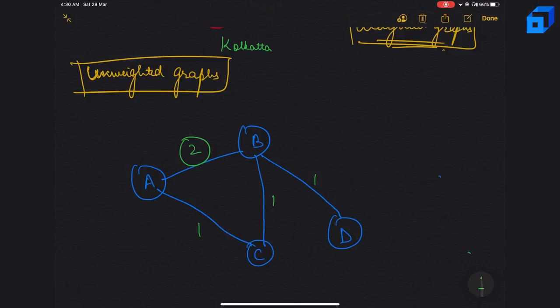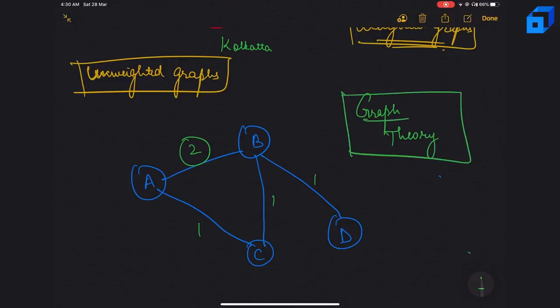In fact, the whole study of all these graph problems is in a domain known as graph theory. We will be studying a lot of those interesting properties in our future videos.